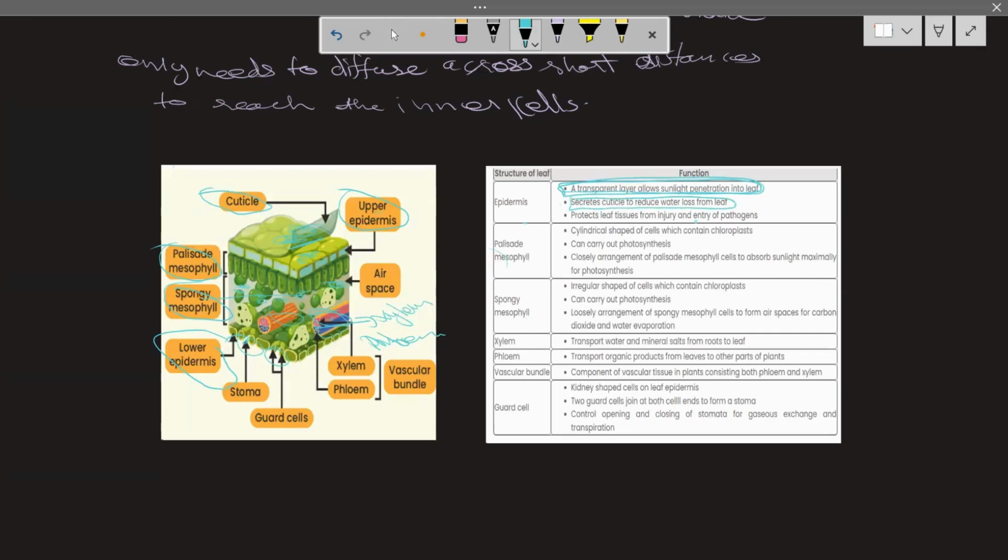Okay, so what does epidermis do? It is a transparent layer, allows sunlight penetration into the leaf. And what does a cuticle do? The epidermis secretes cuticle to reduce water loss. So its function is to reduce water loss.